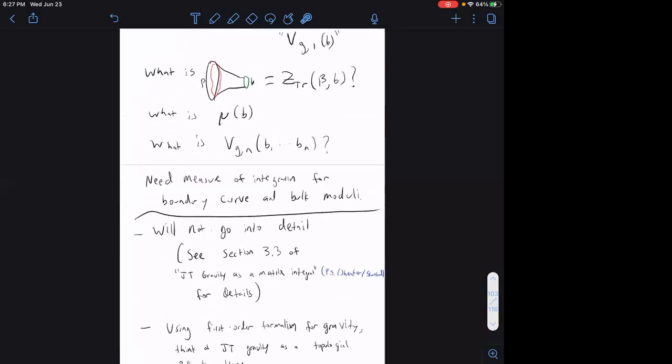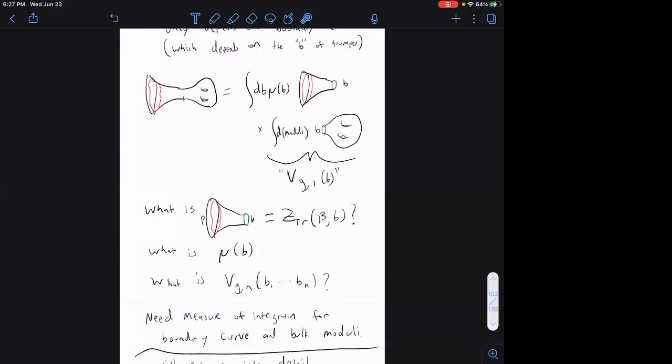To know how to calculate all these three things, this volume of the moduli space of Riemann surfaces, the measure for B, and this trumpet, we need to know the measure of integration over the boundary curve. We need to know the measure of integration for B. We need to know the measure of integration for the moduli.